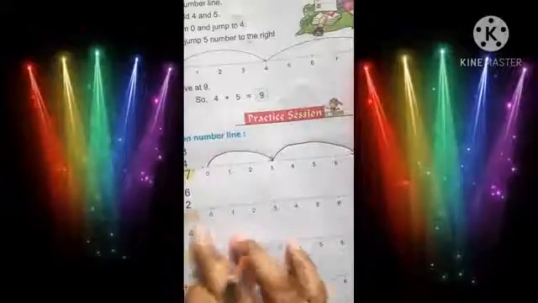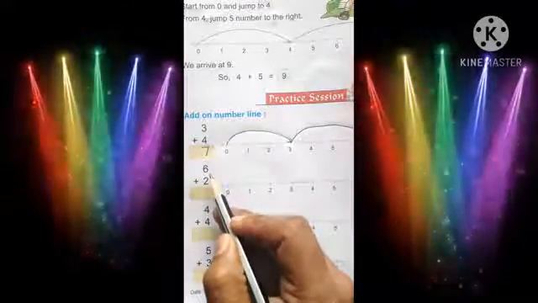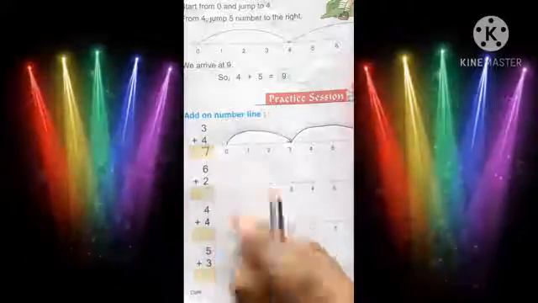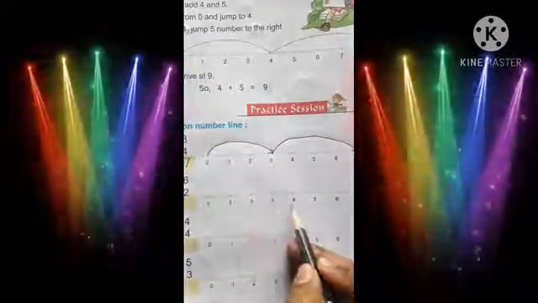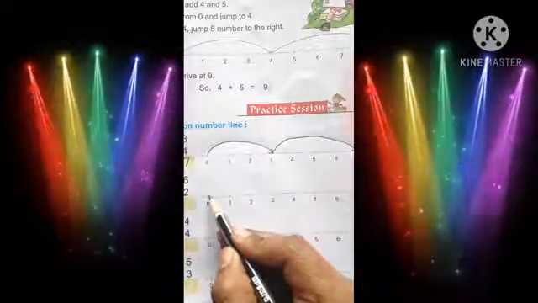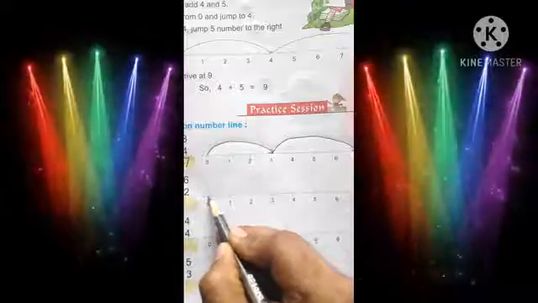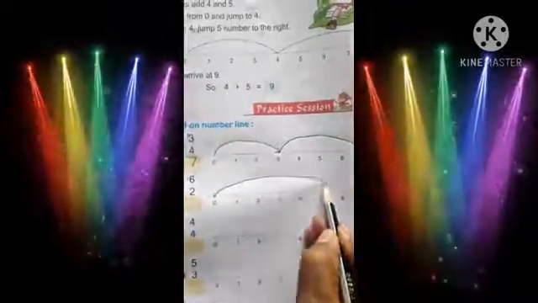Now like this you will do the next question. The first digit is 6. So start counting 1, 2, 3, 4, 5 and 6. So this line will start from 0 and make a curve up to 6.